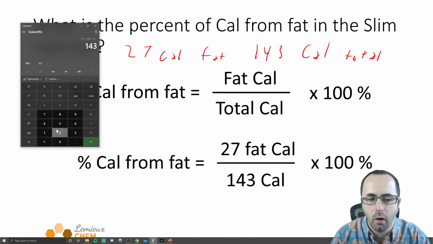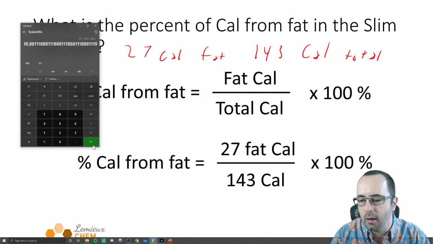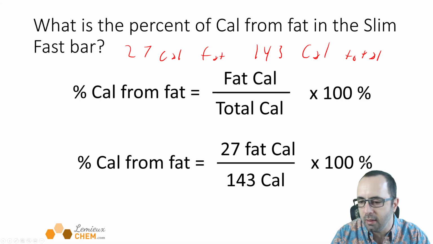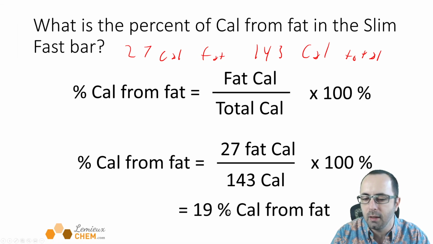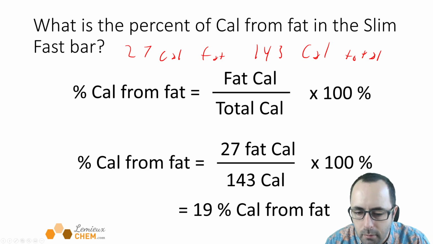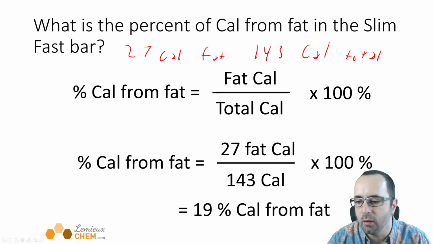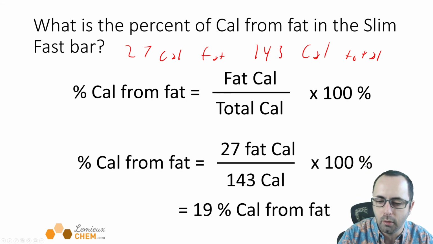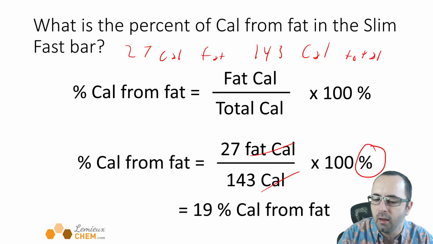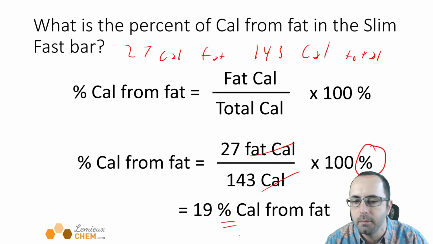And so our math goes 27 divided by 143 times 100. And so we get about 19. And don't forget the percent, 19%. Okay, because when you multiply times 100%, you want to treat that number like a unit. The calories cancel. We end up with just the unit percent, and that's why you see it right there.